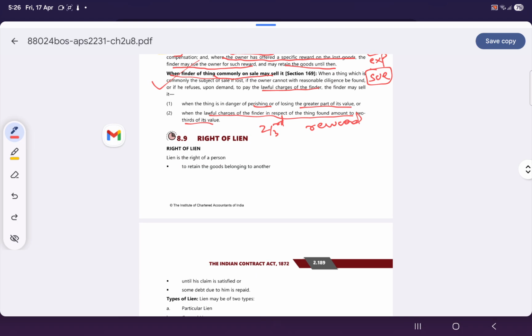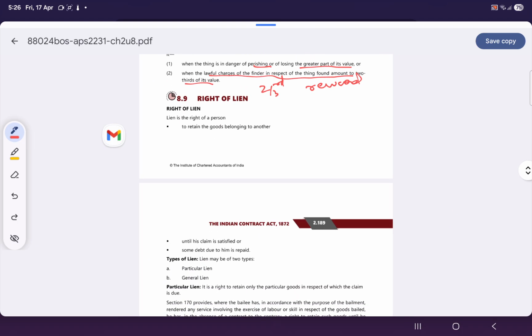Right of lien. Lien is the right of a person to retain the goods. I can retain the goods until his claim is satisfied, that is, until the payment is made, or some debt due to him is repaid. That's what it is. When someone has to pay something to us and we have their goods, we can retain them until that person has paid us.